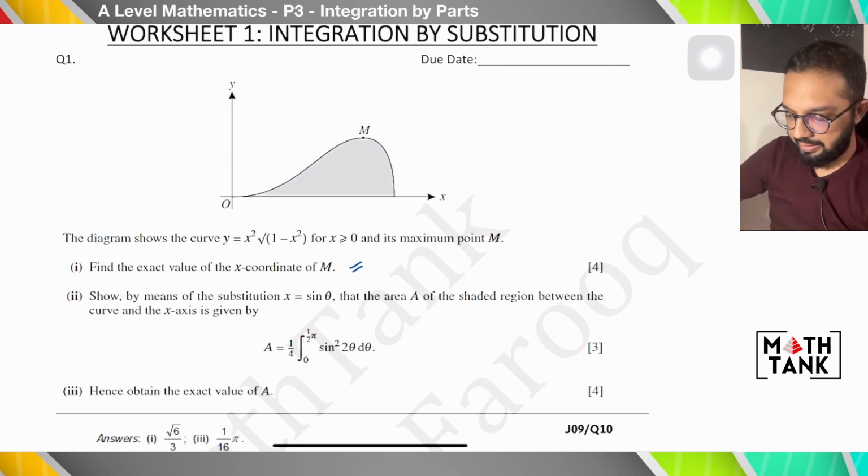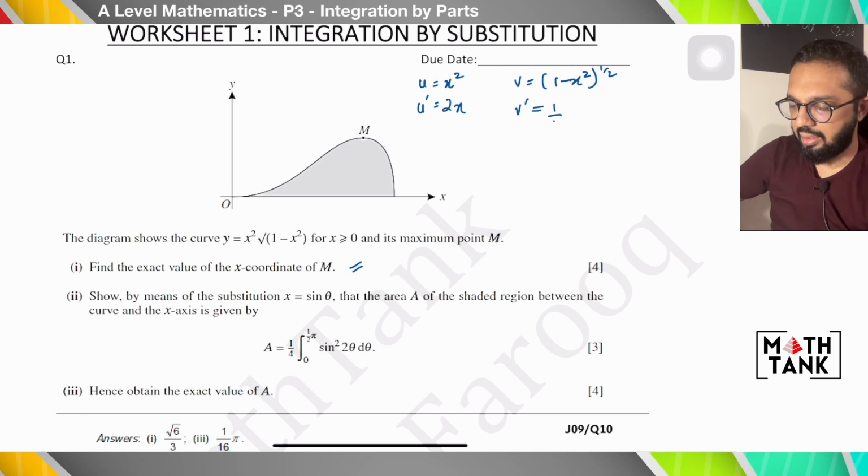Question number one says the diagram shows a curve. Find its maximum point M, find the exact value of the x coordinate. So I don't see any other way but to use the product rule. I'm going to say u is x squared, v is (1 minus x squared) to the power half, u dash is 2x, and v dash is half (1 minus x squared) to the power minus half into minus 2x.